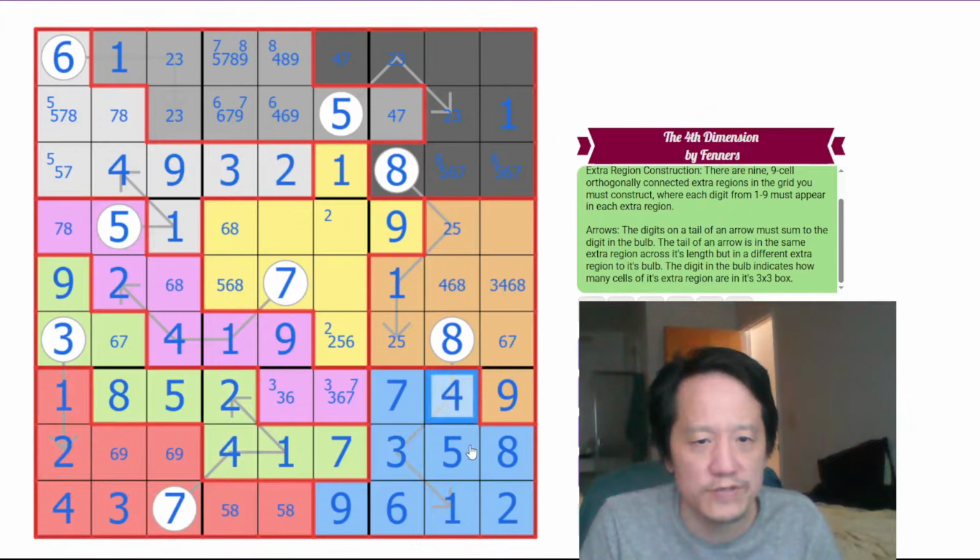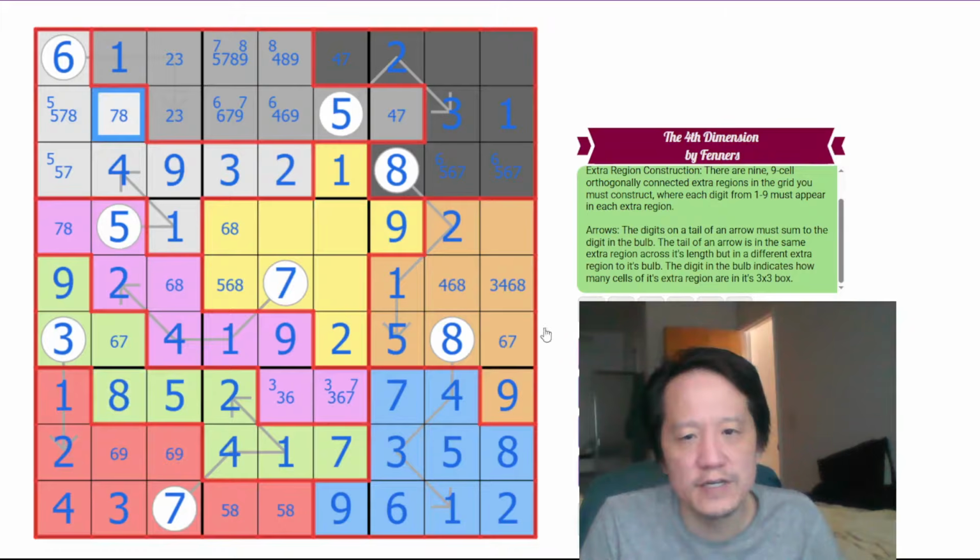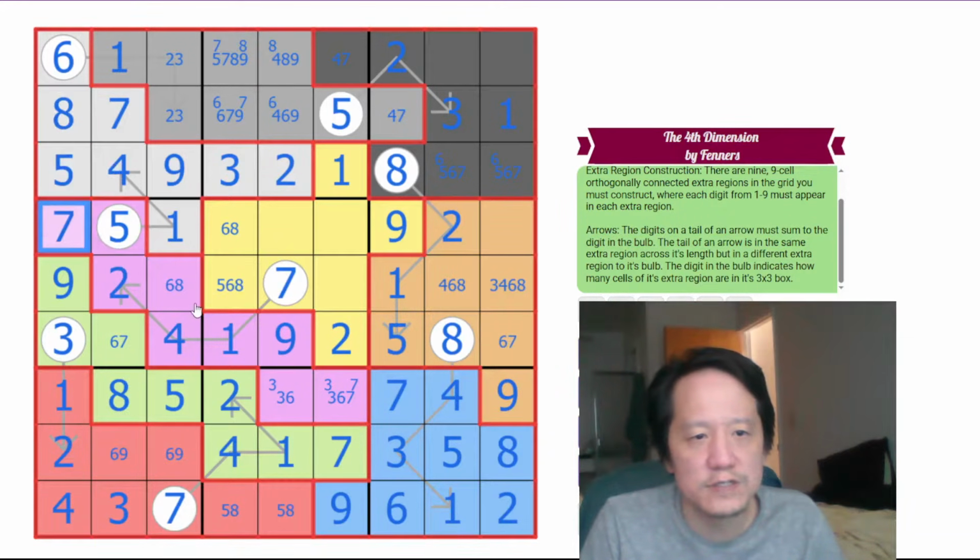That makes this 3 and 4. This 3 eliminates 3 here, so it's 2 and 3. 2 eliminates 2 here. It's 5 and 2. 5 can't be here. The 6, 7 pair can't be here, so this must be 2. This 8 eliminates 8 here. It's 7, 5, 8, which makes this a 7.